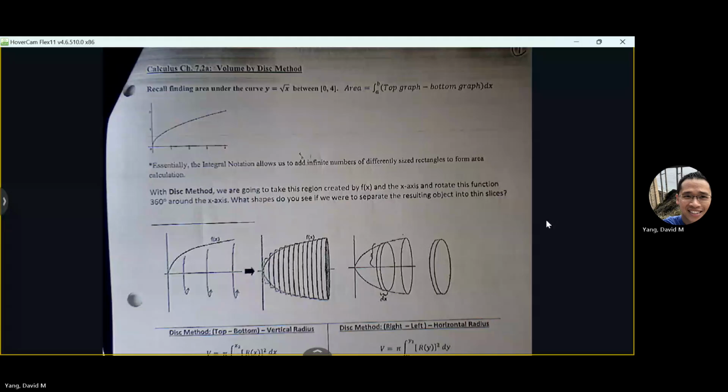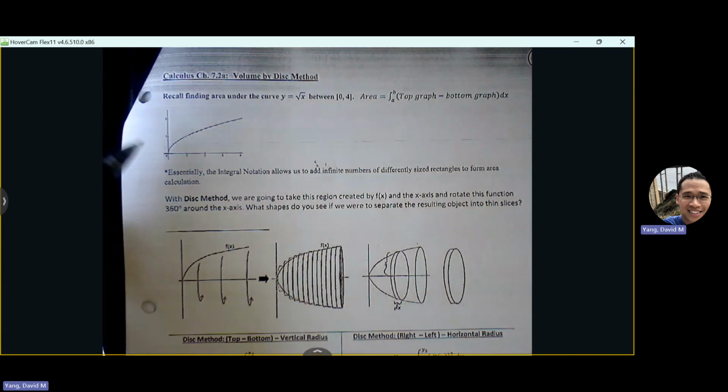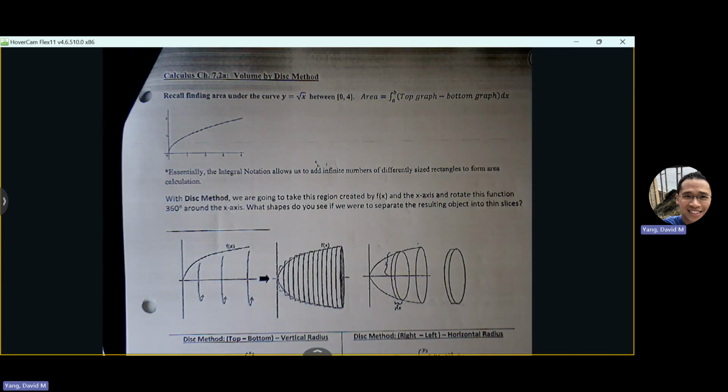So we're going to extend area. We know area of a region is just top graph minus bottom graph. But we're going to take that concept and extend it into volume. Okay, so let me do an example of area again, so we can have something to look at in terms of comparisons and differences with area and volume.